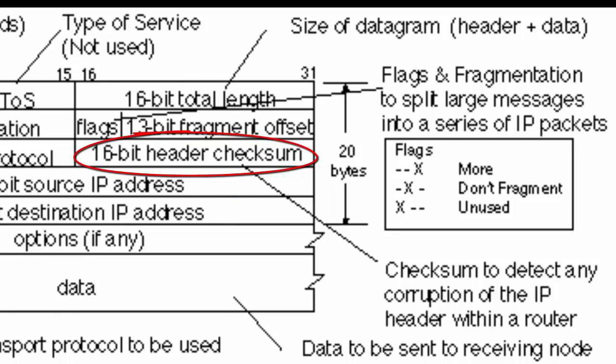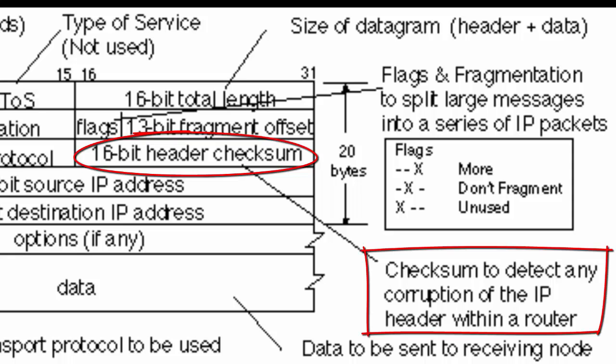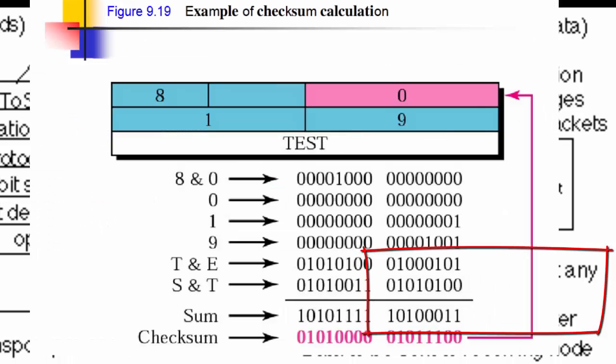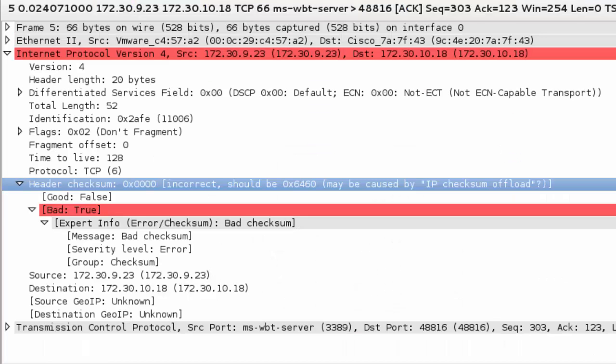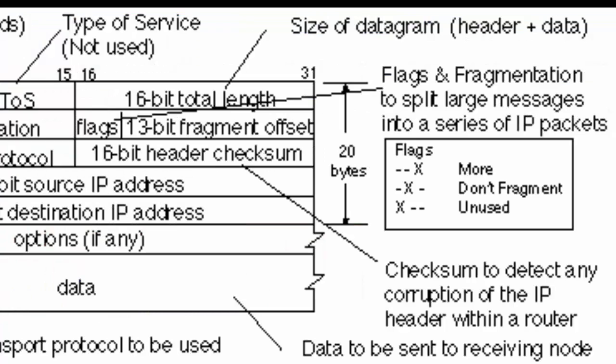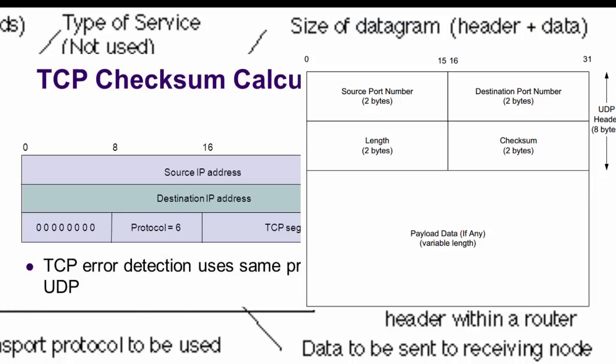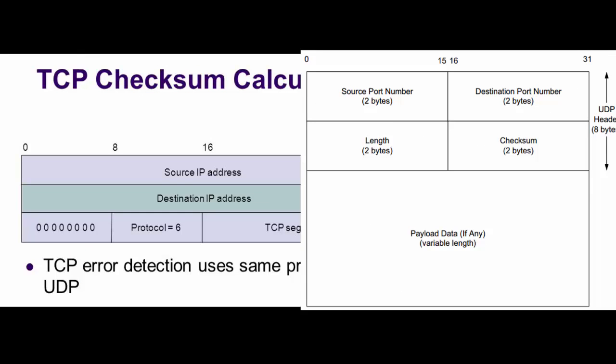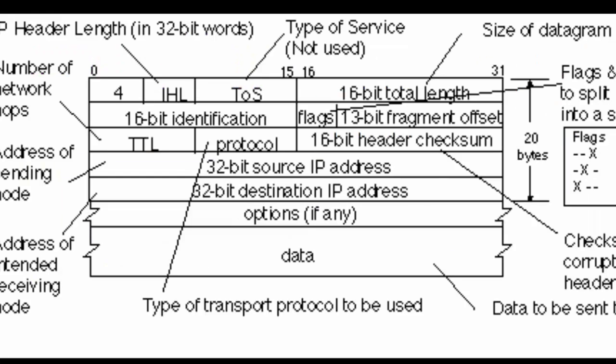Then we will move toward the header checksum. This is basically a 16-bit checksum field and is used for error checking of the header at each hop. The checksum of the header must be compared to the value of this field. If a header checksum is found to be mismatched, then the packet is discarded. Errors in the data field must be handled by the encapsulated protocol. Both UDP and TCP have a checksum field.